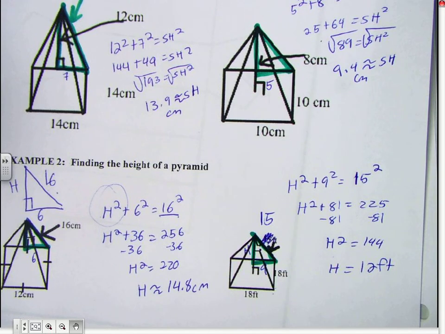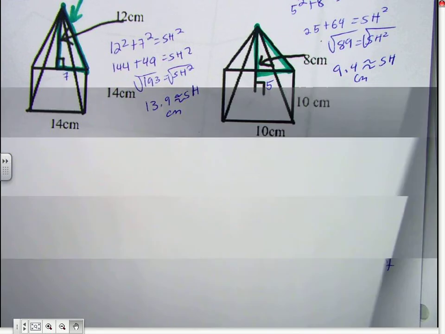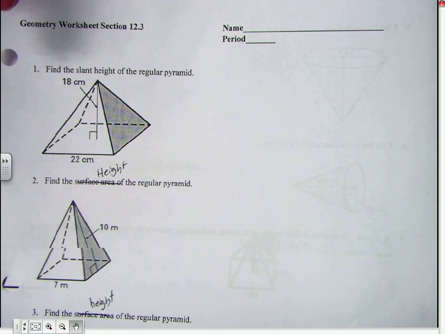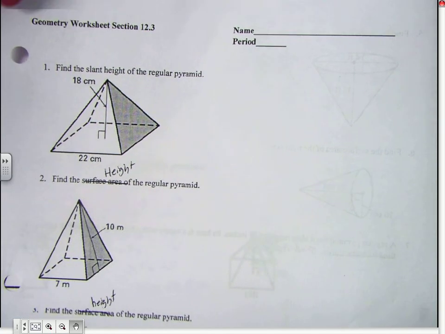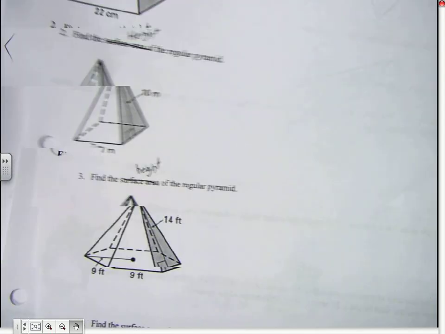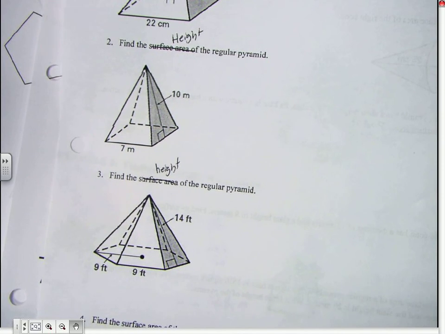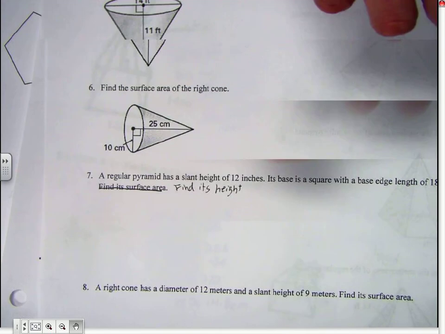Okay, last thing real quick, guys. Number 1, it's giving you the height, you have to find the slant height. 2, you're given the slant height, find the height. 3, you have to find the height. That's a little harder because of that whole hexagonal base. You don't have to do number 4. You don't have to do 5 or 6. You need to do 7. You don't have to do 8. And you have to do 9.